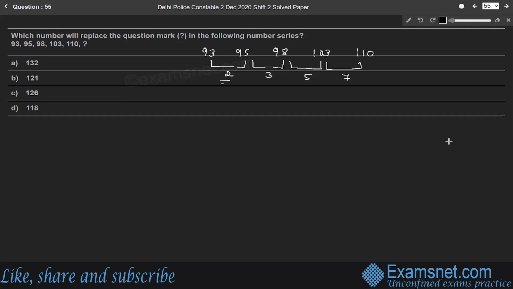So these numbers 2, 3, 5, 7 are all prime numbers. So they form a series of prime numbers 2, 3, 5, 7. So the next number is 11 in the series of prime numbers, right? So the next difference must be 11. So 110 plus 11 becomes 121. Therefore, the next number is 121.